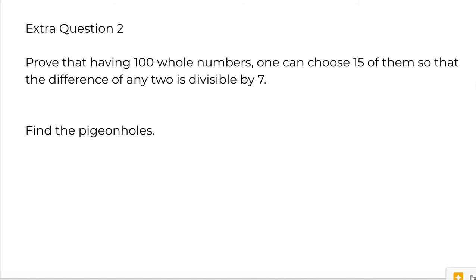Prove that having 100 whole numbers, one can choose any 15 of them so that the difference of any two is divisible by 7. So you choose 15 of them, and any pair that you make out of the 15, the difference of them will be divisible by 7. So try to identify the number of pigeons and the pigeonholes. A hint is the number of pigeons is the number of numbers you have. Let's take a minute so that you can try to understand the number of pigeonholes that are there.